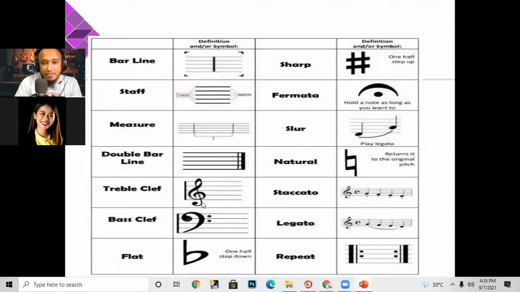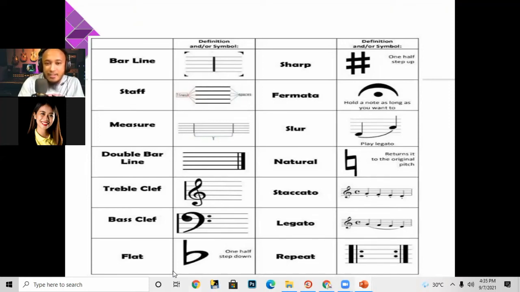When we talk about the treble clef, because the treble clef looks like the letter G, it's called the G clef. The bass is the bass clef. Why is it called the treble clef? Because it starts at the G line. On the second line of the G clef, that's the G line. While for the bass clef, the fourth line is the F line, the F clef. That's why they are called the G clef and F clef, or treble clef and bass clef.